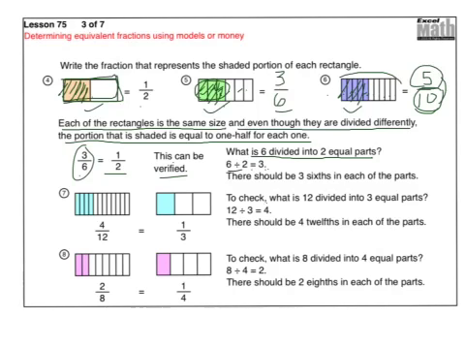To check, what is 12 divided into 3 equal parts? Oh, wait a minute. There should be 3 6 in each of these parts. Okay, number 7. 4 out of 12 is equal to 1 out of 3. Is that true? To check, what is 12 divided into 3 equal parts? 12 divided by 3 is 4.